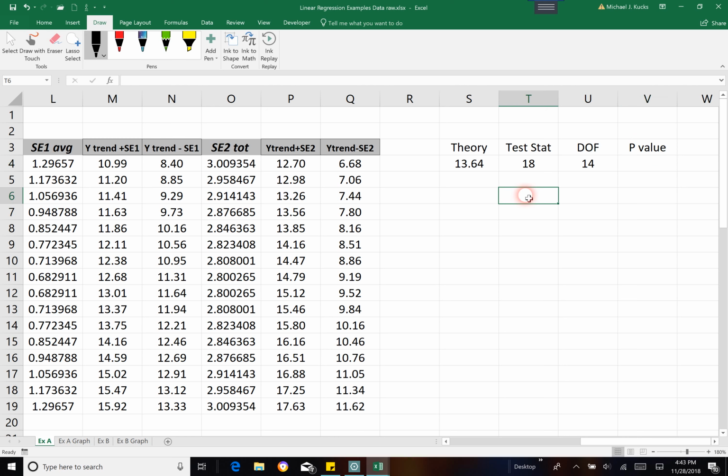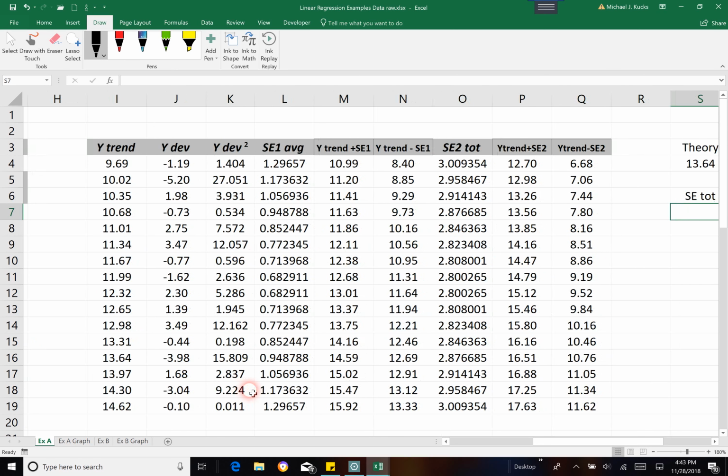I need a t-value for my test statistic, because the Excel commands always only work on a t scale for the t commands. And what else do I need to know then? I also need to know the SE total, the width of the distribution that I'm talking about. I'm talking about one measurement, so I'm going to be using the SE total that we just calculated.